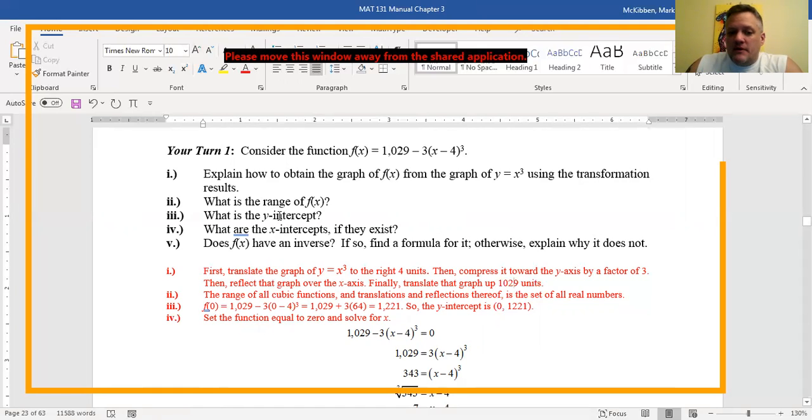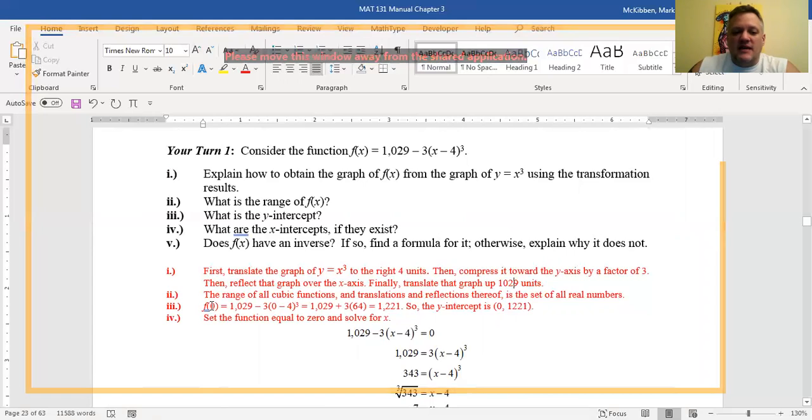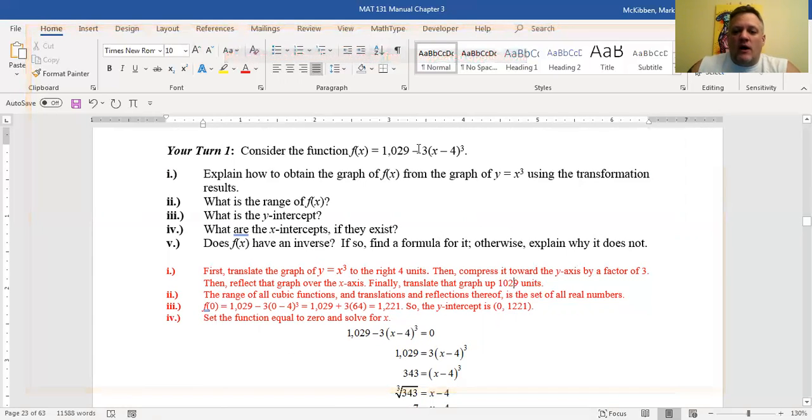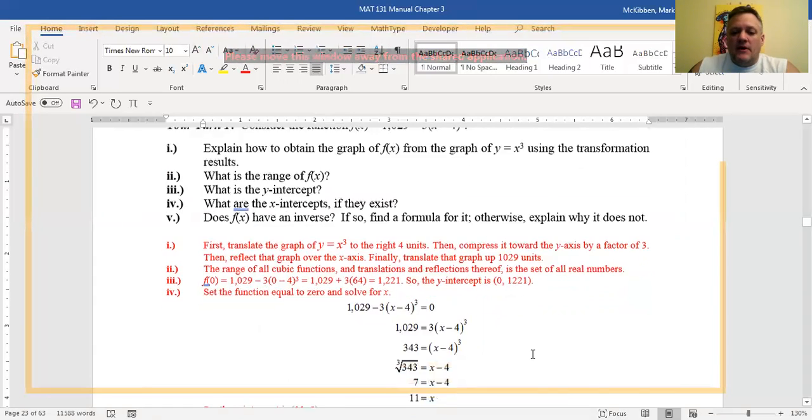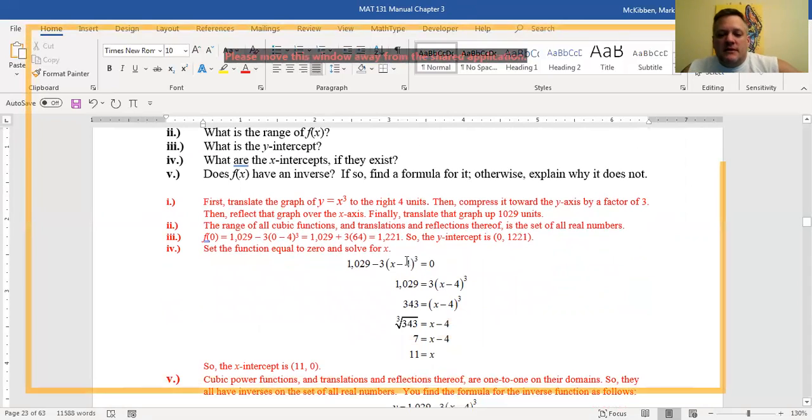The y-intercept, if you plug 0 in for x, that's what I do here. Right, you get 1221. You can check that out. Just plug 0 in for x. That's the key here for a y-intercept. To find an x-intercept, you want where the y value is 0. In other words, the output happens to be 0. So I do like I did before. I'm going to set this equal to 0 and solve for x.